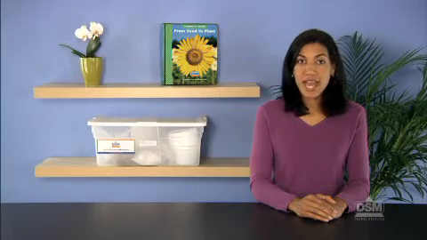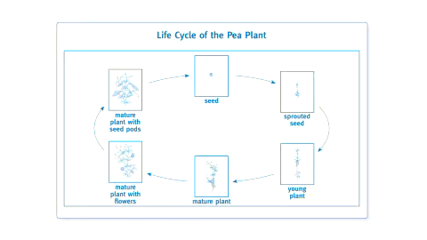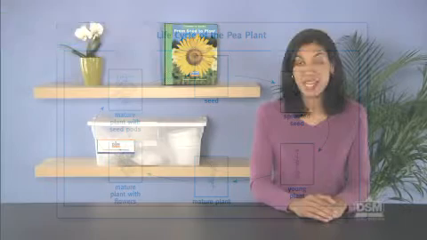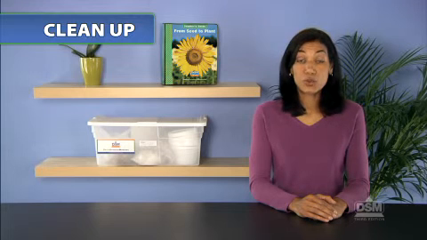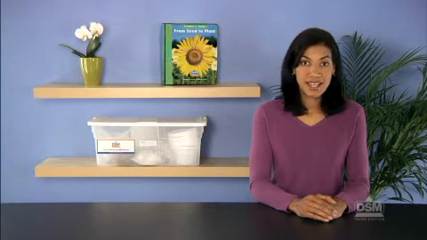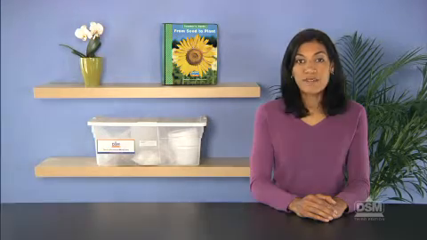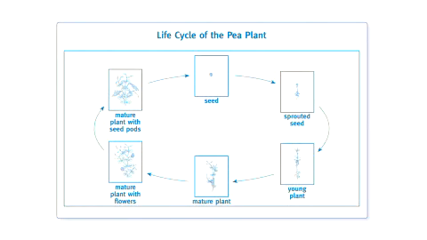If necessary, have students refer to the posted life cycle of the pea plant chart for the placement of pictures. To conclude the activity, return the plants to their place in the classroom and return the materials to the kit. Remember to leave the life cycle of the pea plant chart posted until the end of the activities.